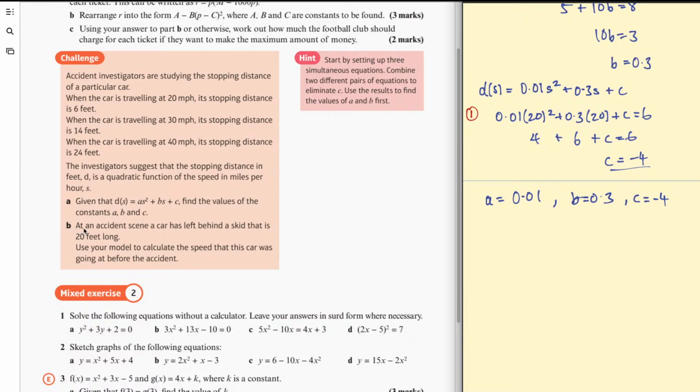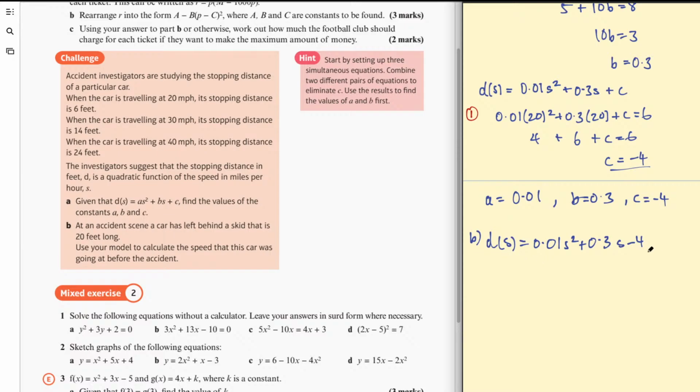Done. And then part B says, at an accident scene, a car has left behind a skid that is 20 feet long. Use your model to calculate the speed that this car was going at before the accident. So now they have given us the stopping distance of 20, and we have our function. So let's write down the function in full. This was 0.01 s squared plus 0.3 s take 4, because c is negative 4.